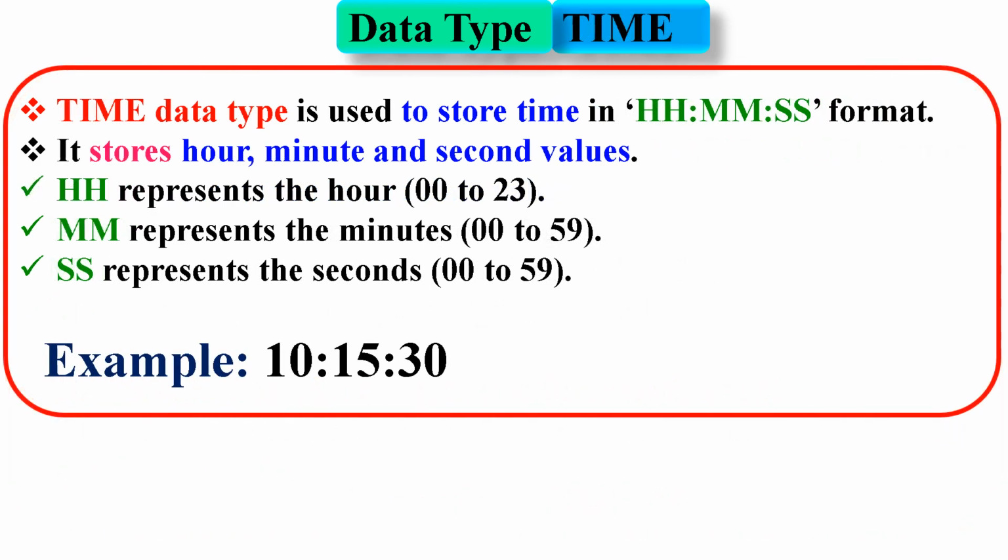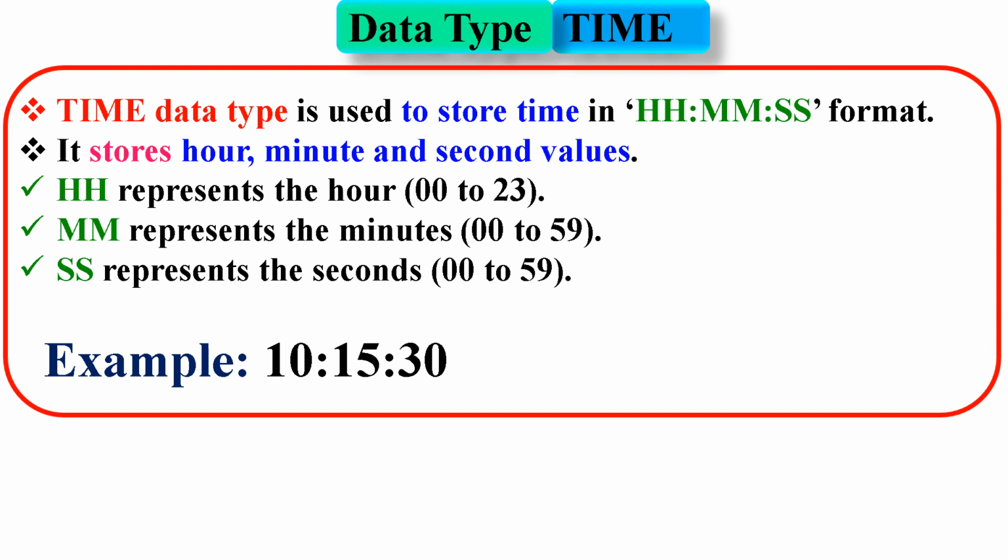The next data type is time. The time data type is used to store time in HH:MM:SS format. It stores hour, minute, and second values. HH represents the hour, 00 to 23. MM represents the minutes, 00 to 59. SS represents the seconds, 00 to 59.